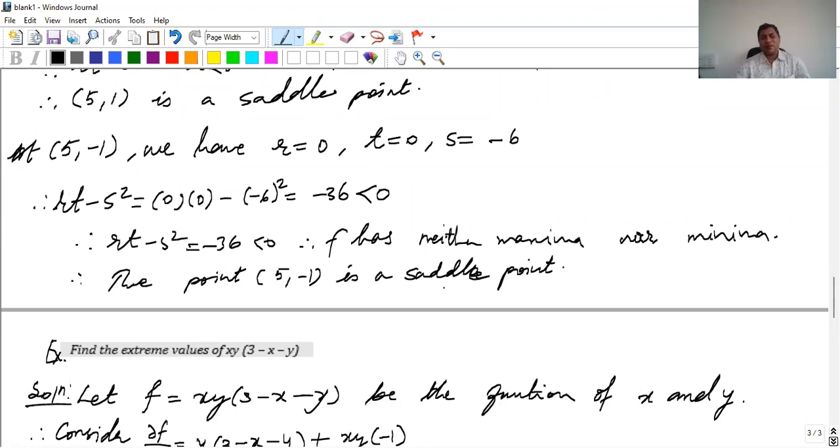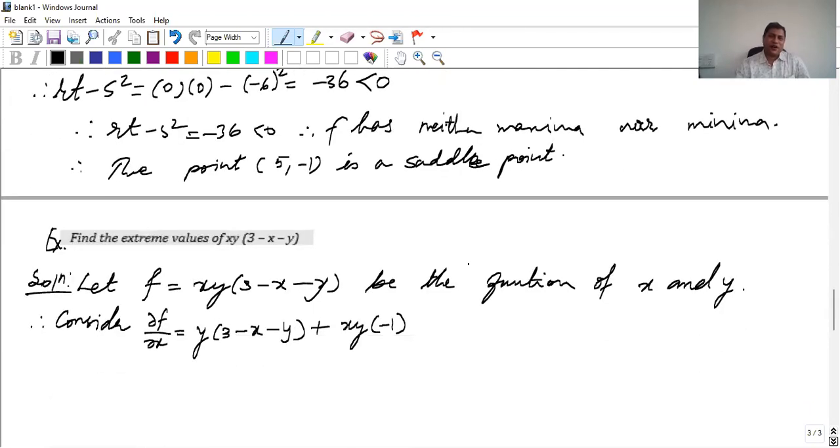Okay, sir. Okay, so the question can be asked in three ways. One, straightforward, find the maximum minima of the function. The next way, find the stationary values. And the third way, find the extreme values of the function. Is that okay? Yes, sir.